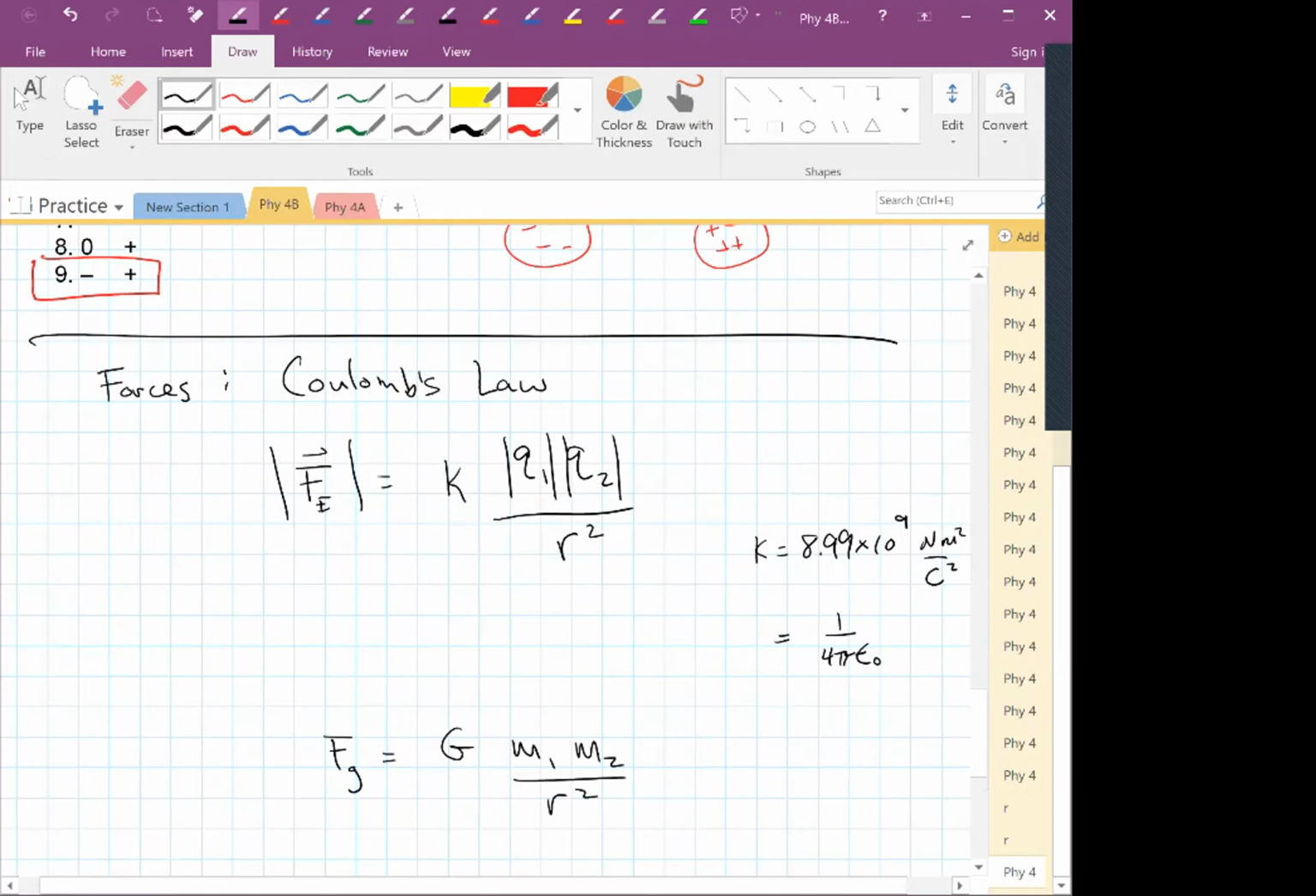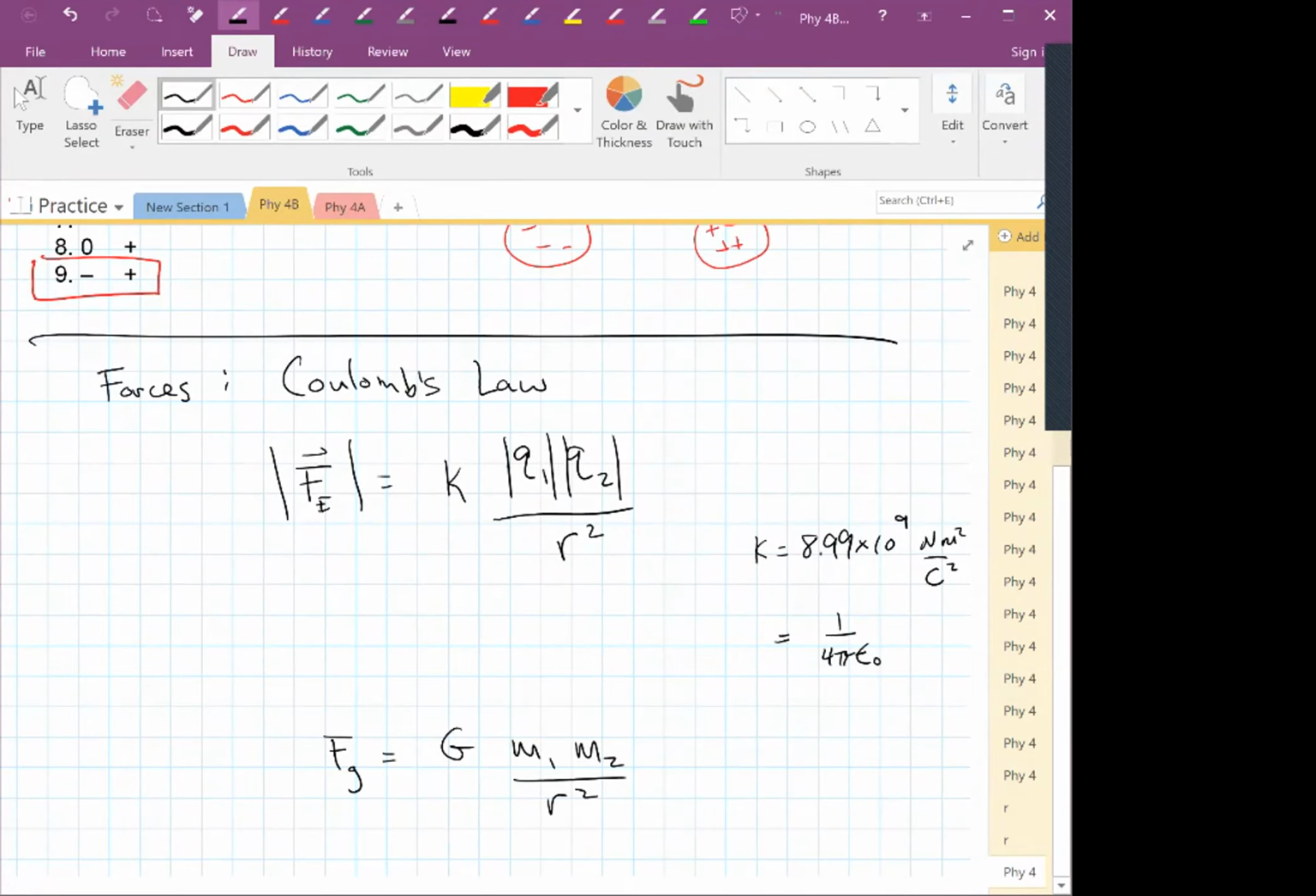The only difference between the force of gravity and the electric force, well, the main difference, I should say, is that there's only one kind of mass. So the force of gravity is always attractive, but we have two types of charge, and the electric force could be attractive or repulsive because of that. But other than that, it's right on the same exact situation.